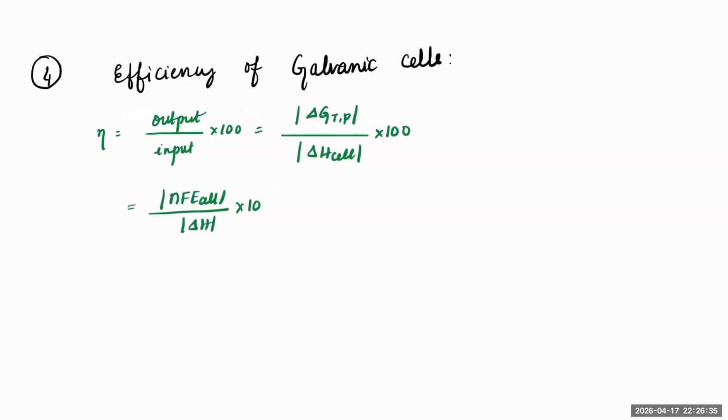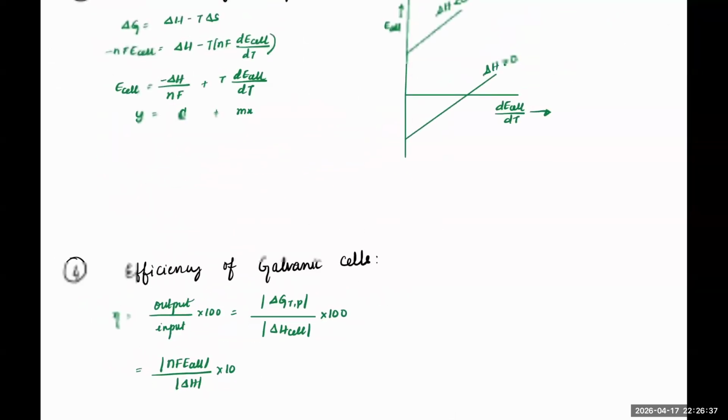Right, everybody, please look into this. So if the efficiency is 100%, that means we are able to convert all of the free energy change in the cell into useful work done.